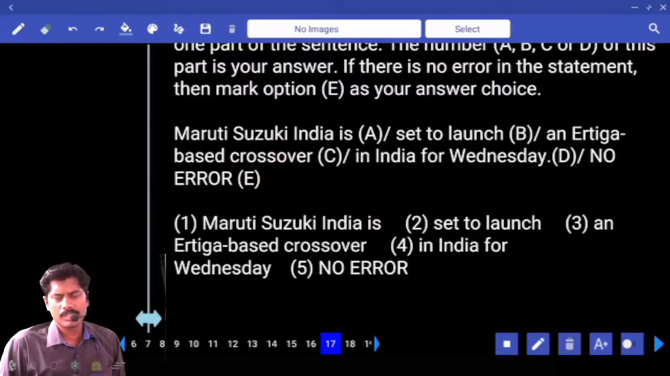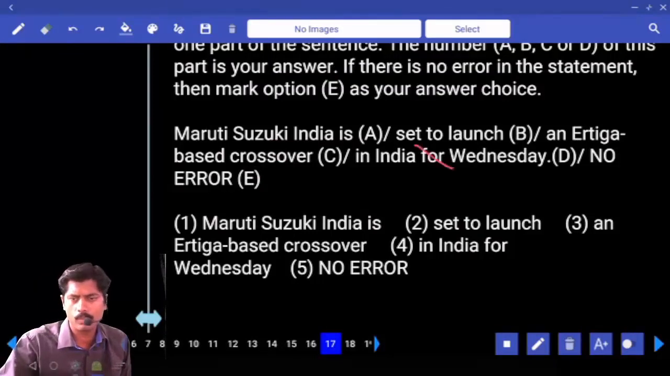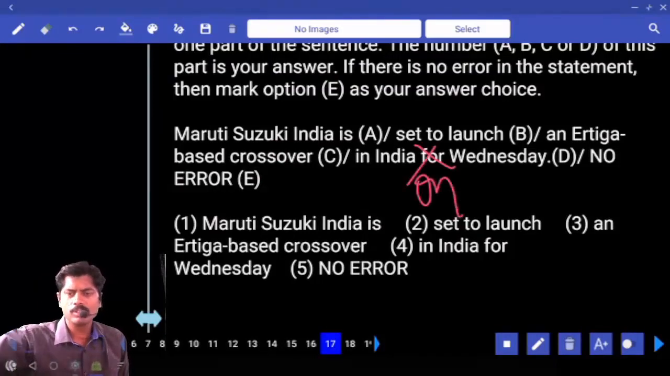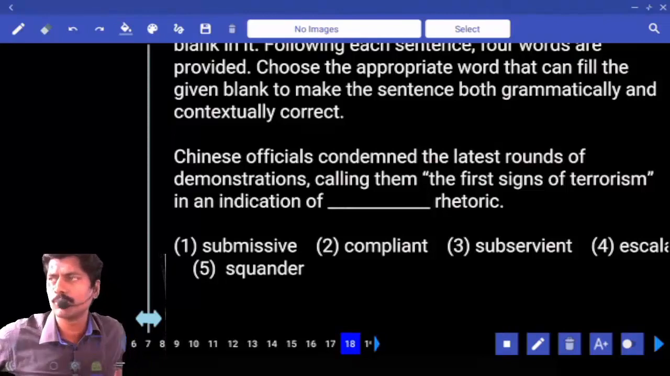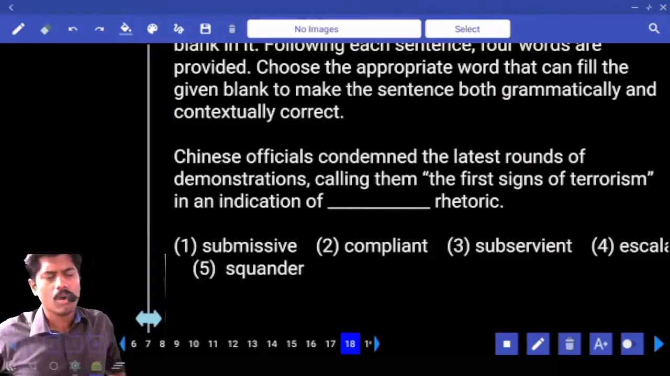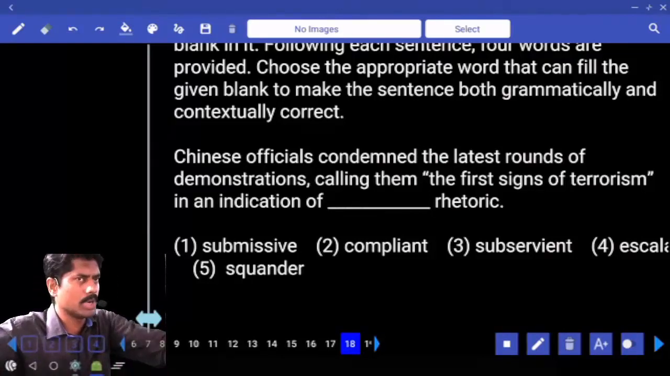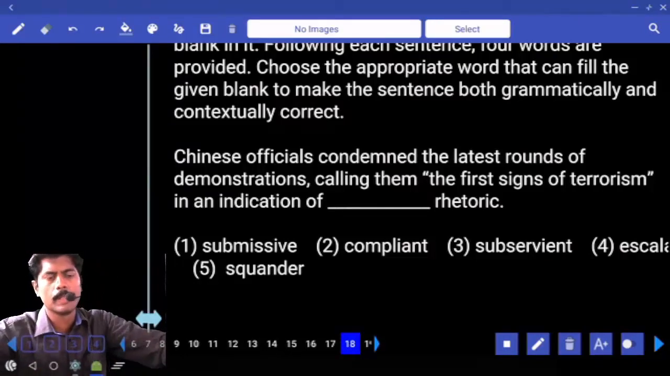Maruti Suzuki is set to launch an Ertiga based crossover in India on Wednesday. So they have launched it for Wednesday. Wednesday is not a human being. They have launched it for people on Wednesday, for customers on Wednesday. What sort of preposition do we use before the names of days? All the 7 days: on Monday, on Tuesday, on Wednesday, on Thursday, on Friday, on Saturday, and on Sunday.